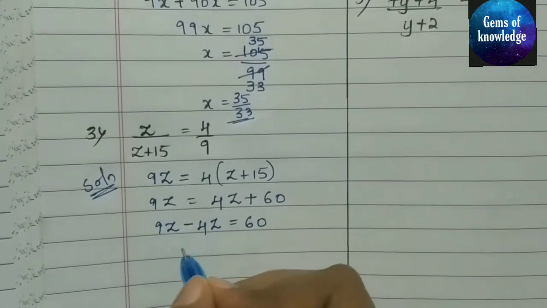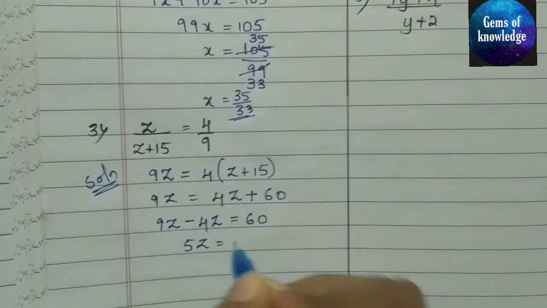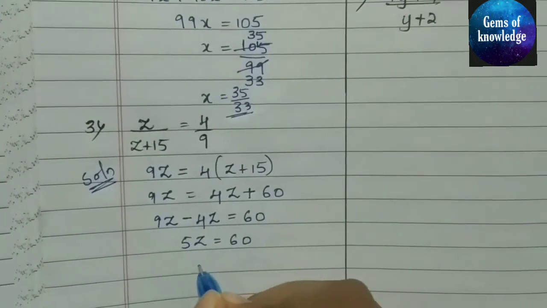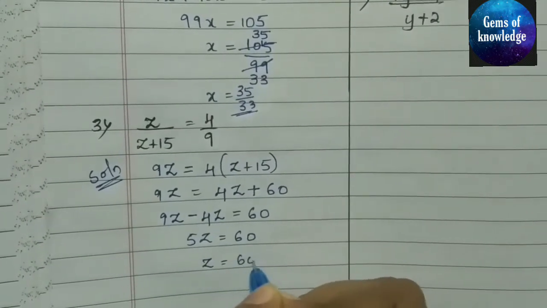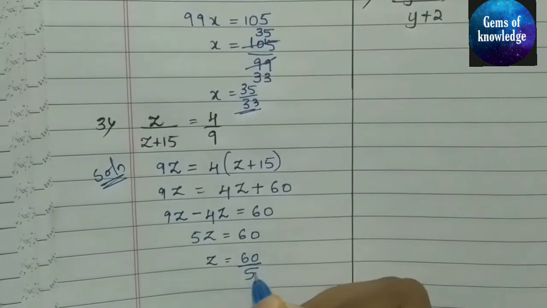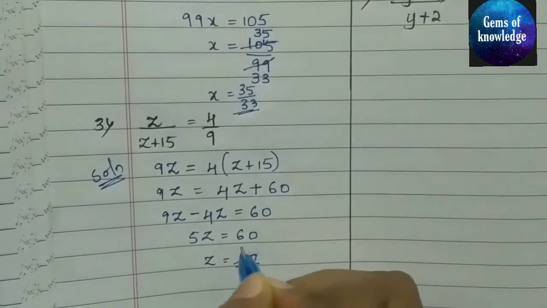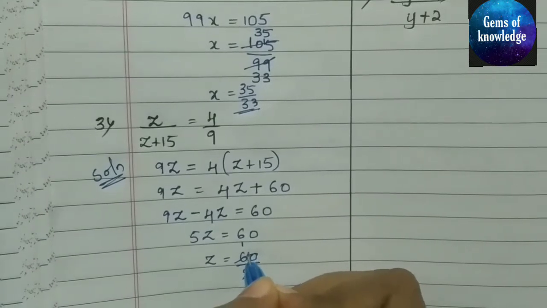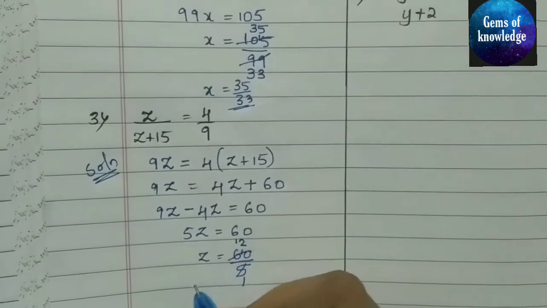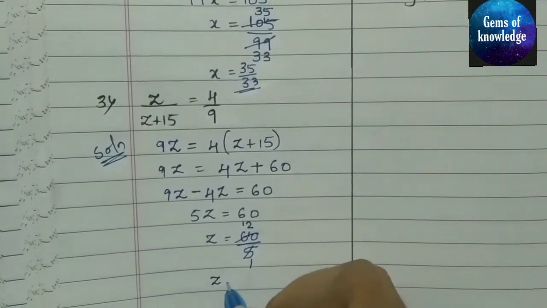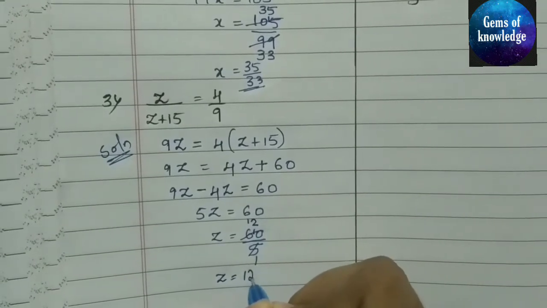So 9z minus 4z is 5z, which equals 60, and z equals 60 divided by 5. So 5 ones are 5, 5 ones are 5, 1 is carried, and 5 2s are 10. So the value of z is 12.